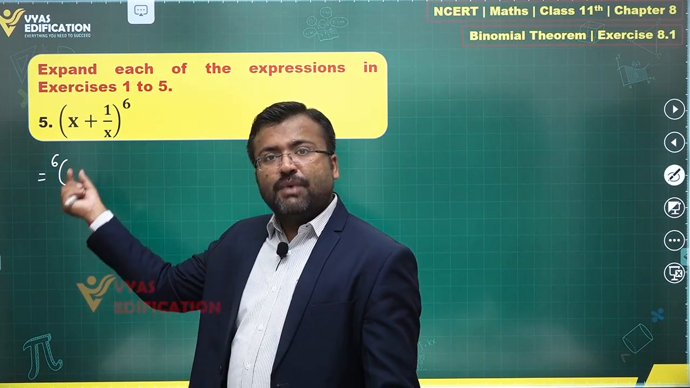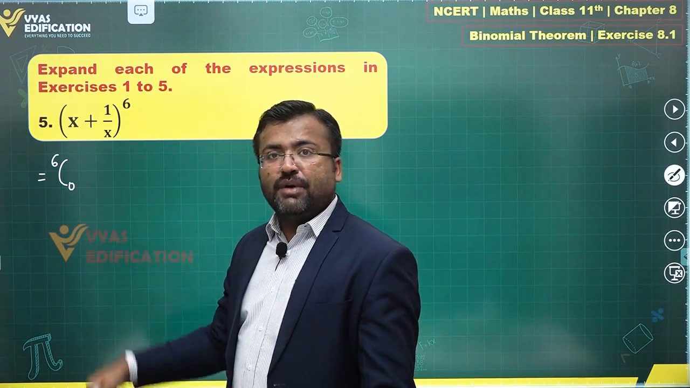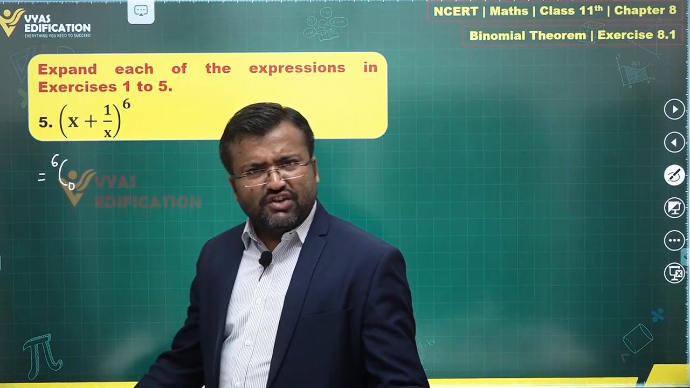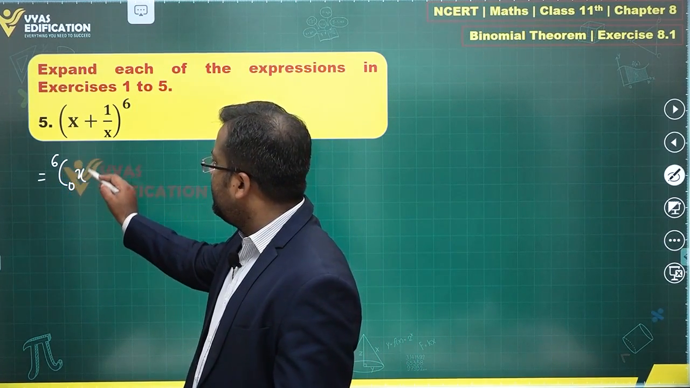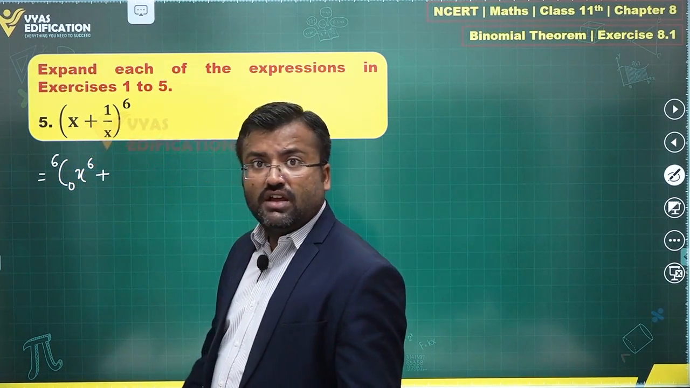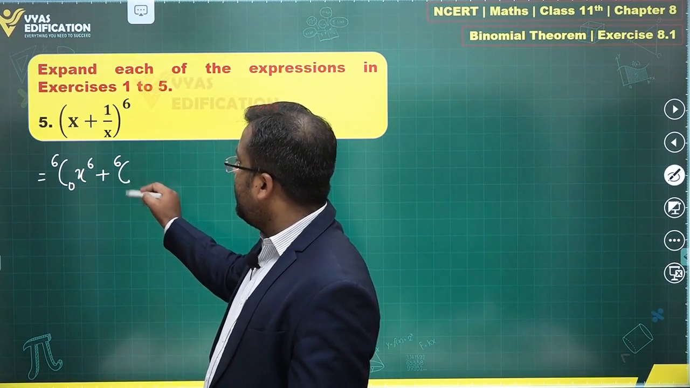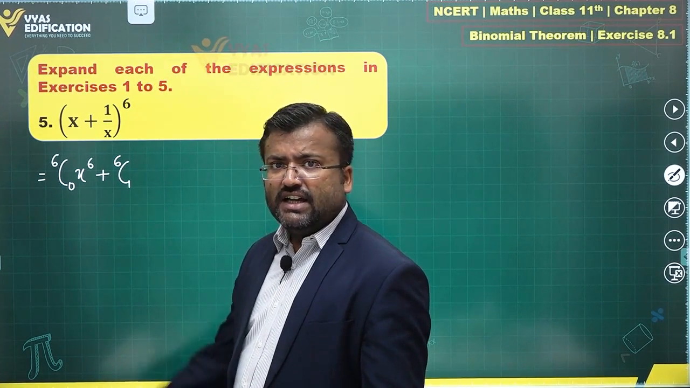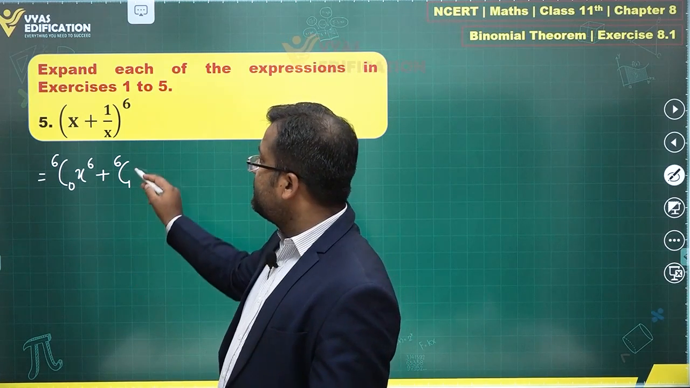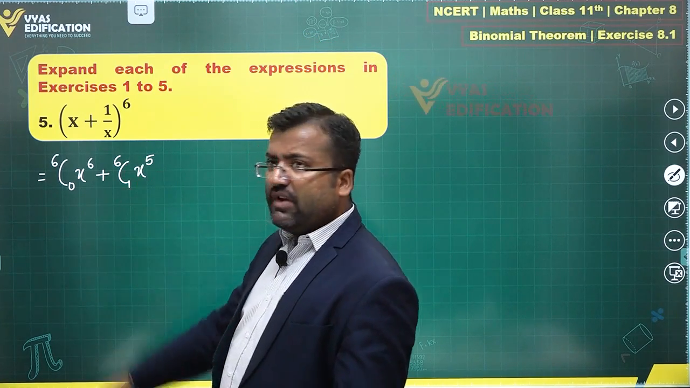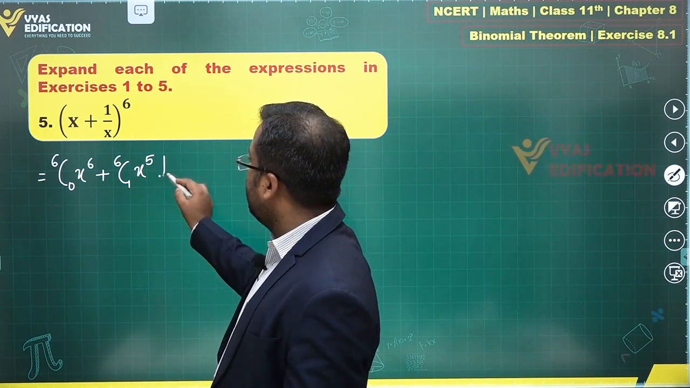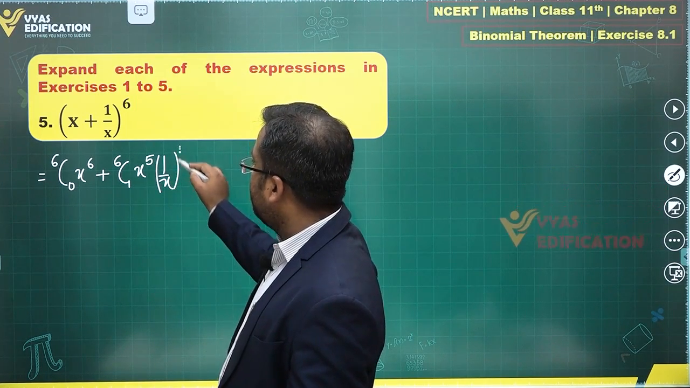So we'll begin with x power 6 and 1 by x power 0. 1 by x power 0 is 1, right? So we just write x power 6. Next term. For the next term, you'll have a 6C1 as the binomial coefficient, and the power of x will reduce by 1. You'll have x power 5. The power of 1 by x will increase by 1. You'll have 1 by x power 1 plus.